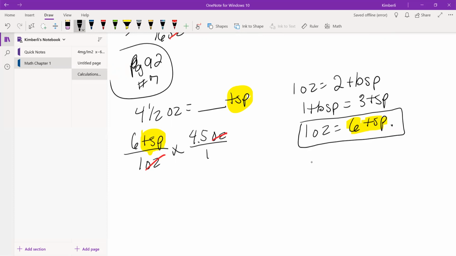Now I have 6 times 4.5. In my calculator, 6 times 4.5 equals 27 over 1, because 1 times 1 is 1. So my answer here is 27 teaspoons. So 4.5 ounces is 27 teaspoons, okay? So this gives you all of the household measurements.